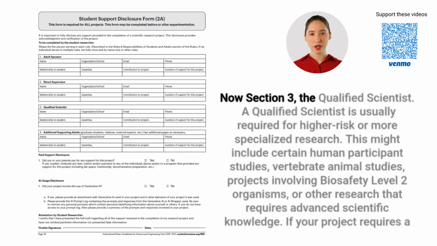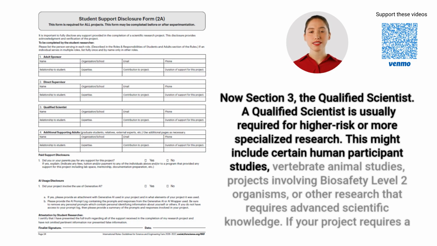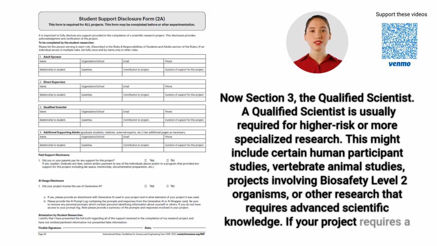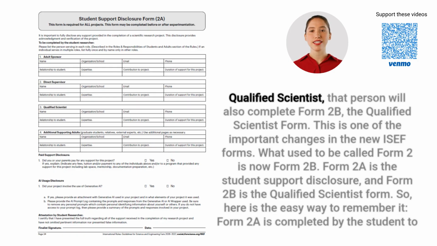Now Section 3, the qualified scientist. A qualified scientist is usually required for higher risk or more specialized research. This might include certain human participant studies, vertebrate animal studies, projects involving biosafety level 2 organisms, or other research that requires advanced scientific knowledge. If your project requires a qualified scientist, that person will also complete Form 2B, the qualified scientist form. This is one of the important changes in the new ISEF forms.